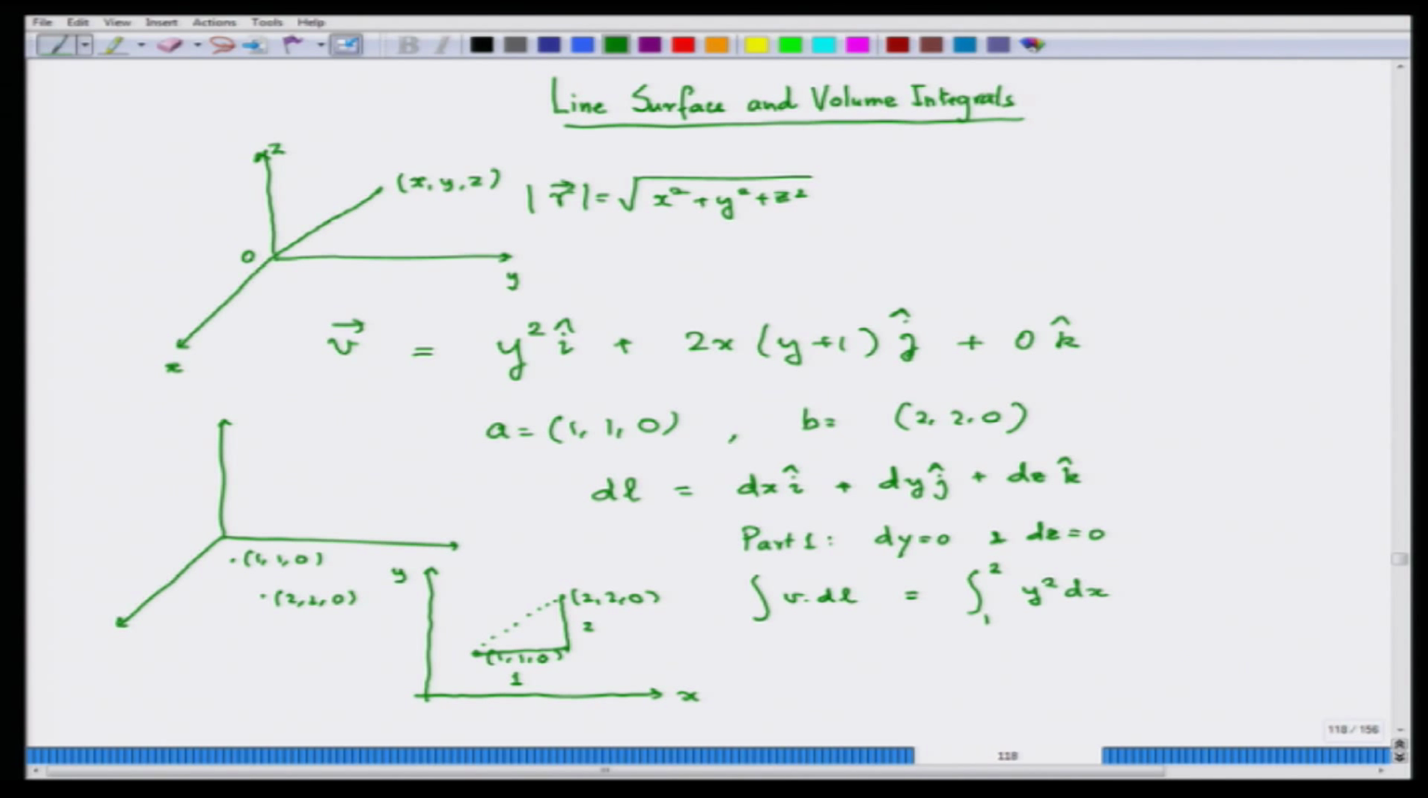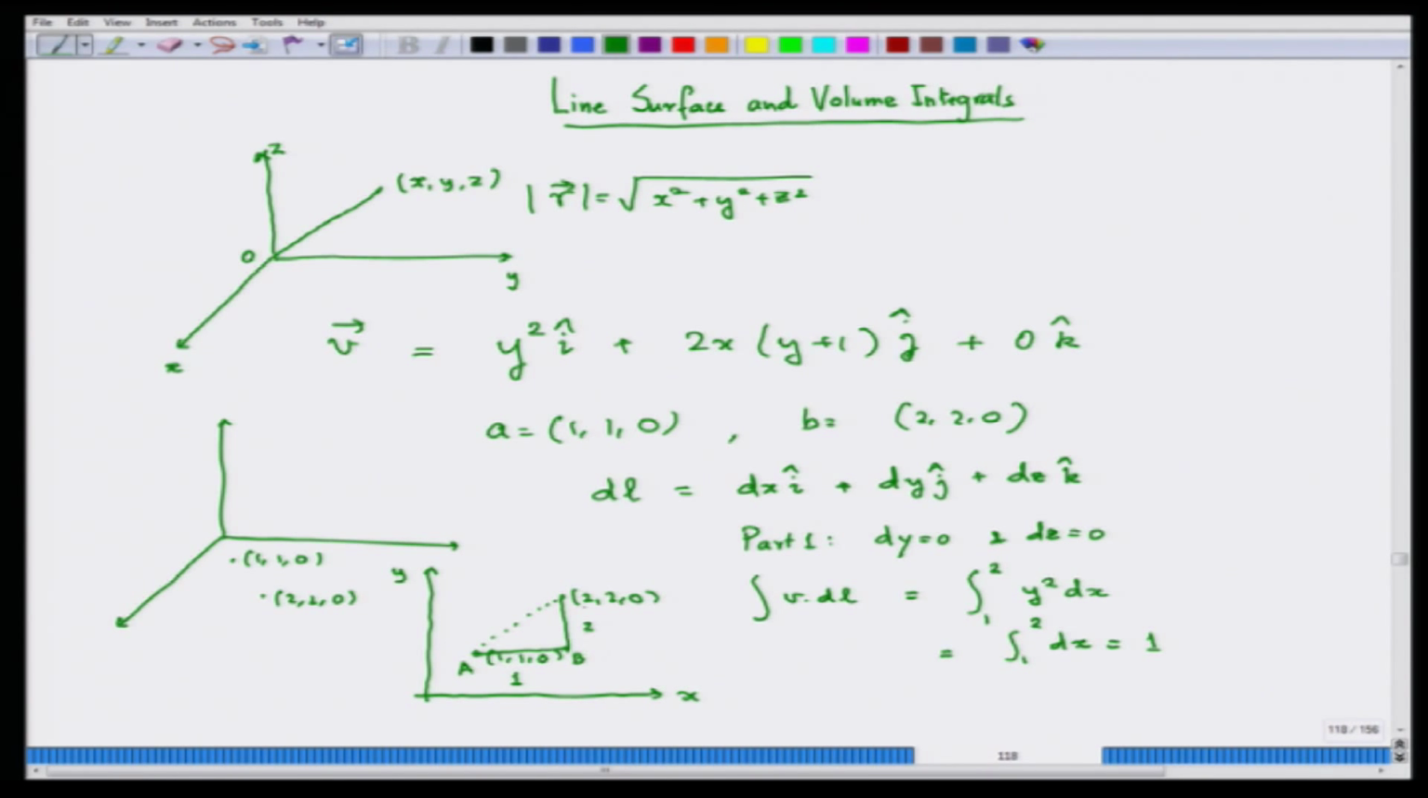So, what is y here? y has maintained the value 1, it has not changed. You see, we are changing horizontally, so there is no change in the y value. So, when x is changing from 1 to 2, y remains at the value 1. So, basically it becomes the integral from 1 to 2 of dx. So, this becomes 1.